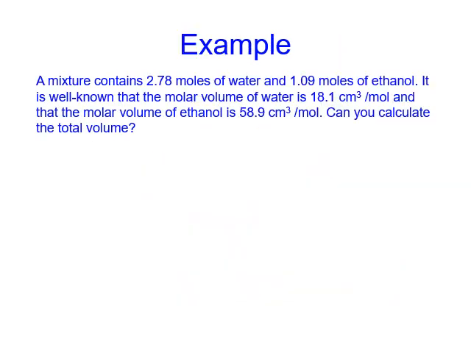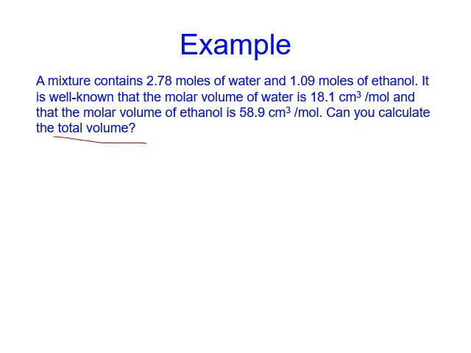A simple question. A mixture contains 2.78 moles of water, 1.09 moles of ethanol. Okay, so it's a mixture. It is well known the molar volume of water is 18.1 and ethanol 58.9. Can you calculate total volume?